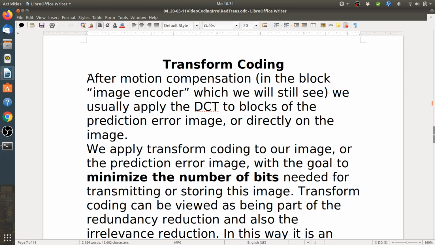So usually before you apply transform coding, you have a so-called motion compensation, which in principle takes the difference between two consecutive images of a video sequence. But more about that later. So I just wanted to mention it here. At that point, we usually apply the DCT to blocks of the prediction error image or directly on the image. If we have no motion compensation, then we apply it directly to an image, which is also another way to do video coding.